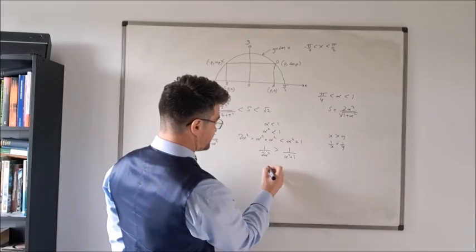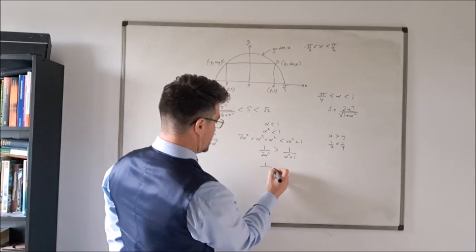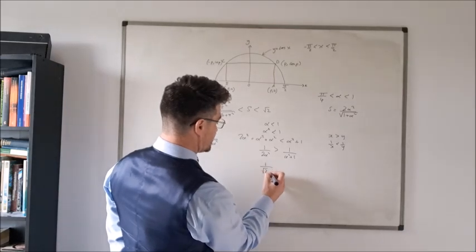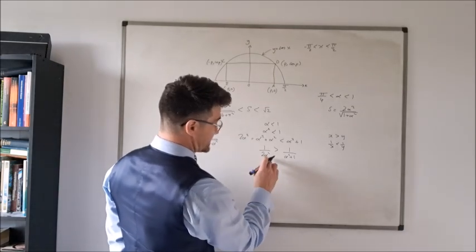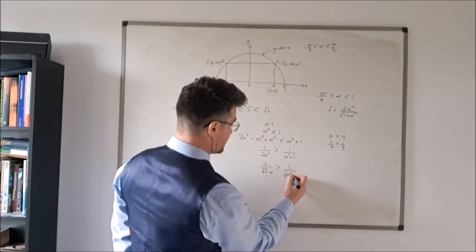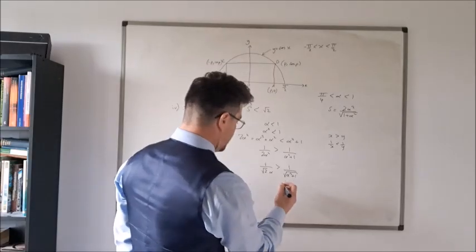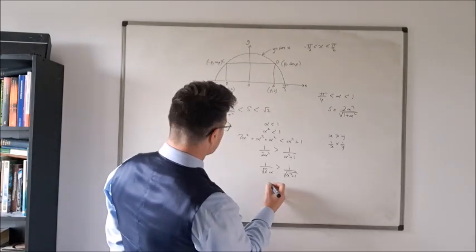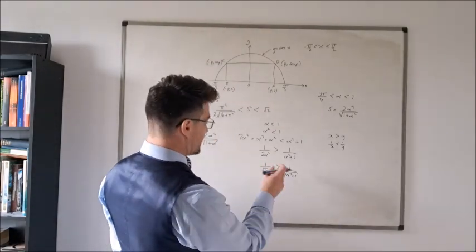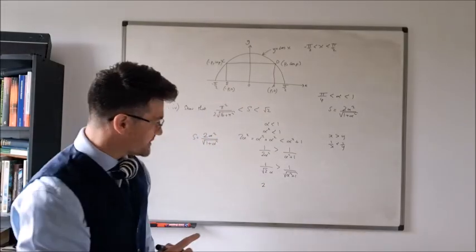So therefore 1 over square root of 2 times alpha is, because these are both positive quantities, going to be greater than 1 over the square root of alpha squared plus 1. Therefore, multiply each side by 2 alpha squared. Is it 2 alpha squared or just 2 alpha?